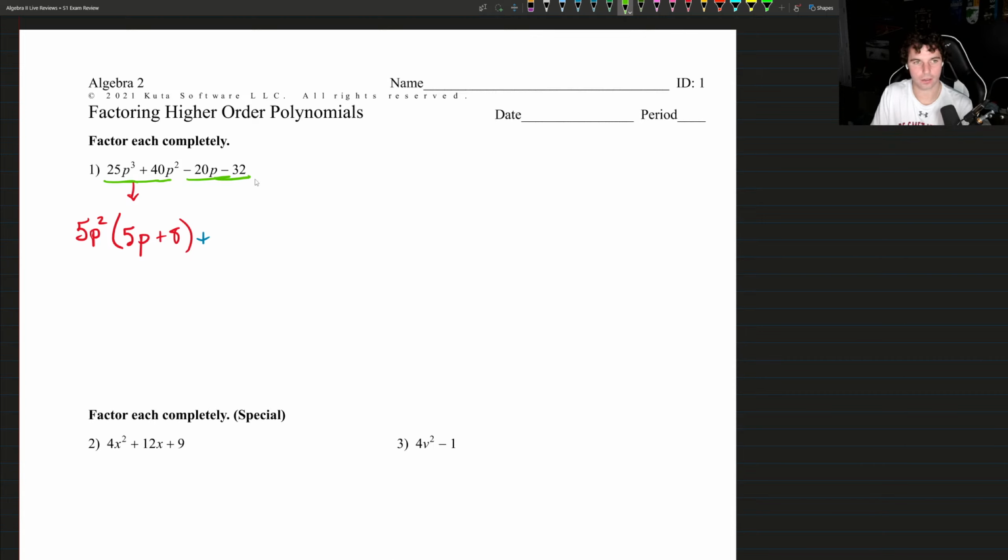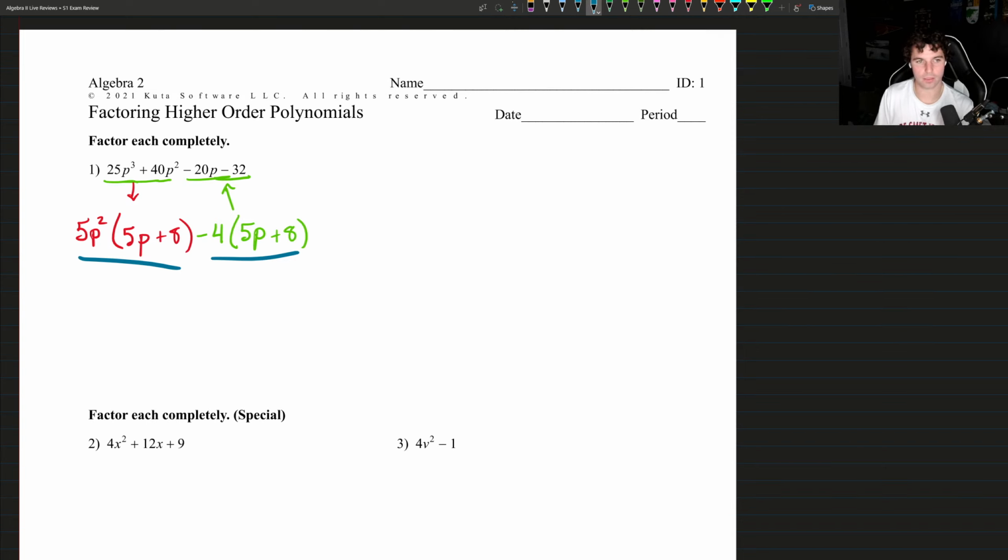If we take out a greatest common factor of these last two, I could pull out a negative 4. And what's left would be 5p and then plus 8. So if you redistributed this part in green, you get this stuff up here. Once you group two terms together and take out common factors, we can treat this now as two separate terms. This is its own term and this is its own term.